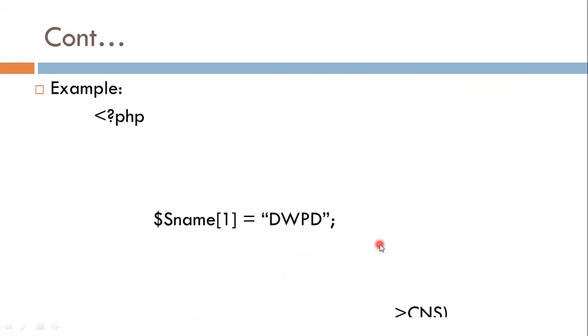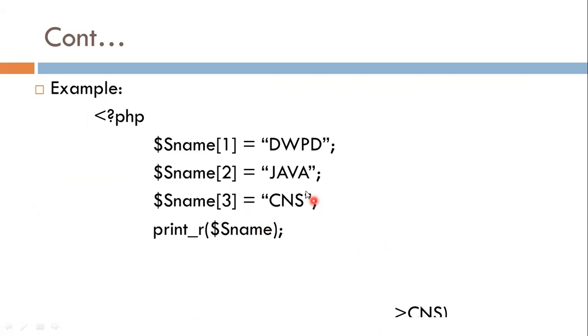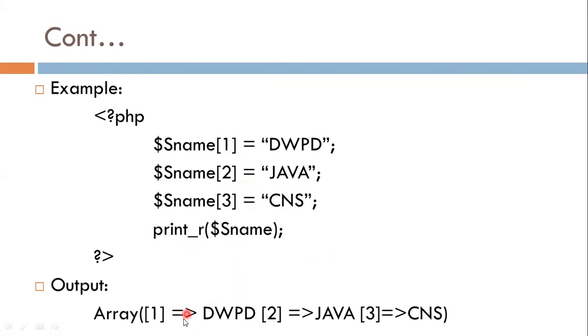Now the second example. In the second example I declare an array which contains the values DWPD, Java, CNS, but here I write an index number which starts from 1, then for the second subject Java I write 2, and for the third subject I write 3. So here the array index starts from value 1. Now write the function print_r with the subject name, which gives the output: index 1 for subject DWPD, 2 for Java and 3 for CNS.